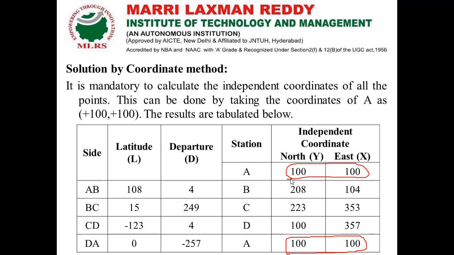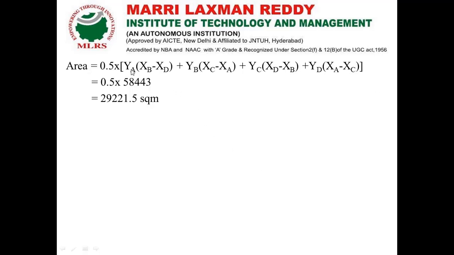Now, for the calculation of area using coordinate method, we must get the coordinates, and then only can we calculate the area. That's why we have done this independent coordinate calculation, that is northing and easting. So our formula will become 0.5 into ya into xb, that is next line minus previous line, plus yb coordinate into x coordinate of next line minus previous line.